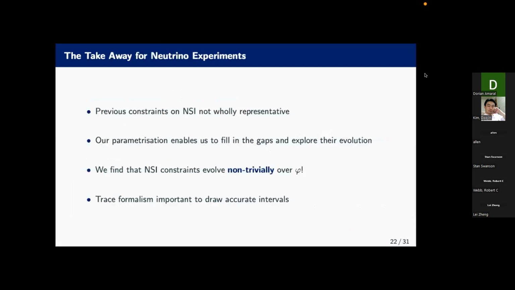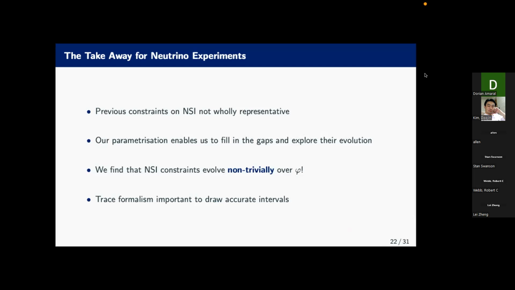But the takeaway here is that previous NSI constraints that only assume that phi goes in one direction, which is equivalent in another framework to saying that you have NSI only with the protons and neutrons, or NSI with the electrons, are not entirely representative, because generally they'll either weaken or strengthen depending on what assumption you make with this thing called phi. Our parameterisation enables you to fill in those gaps quite easily.